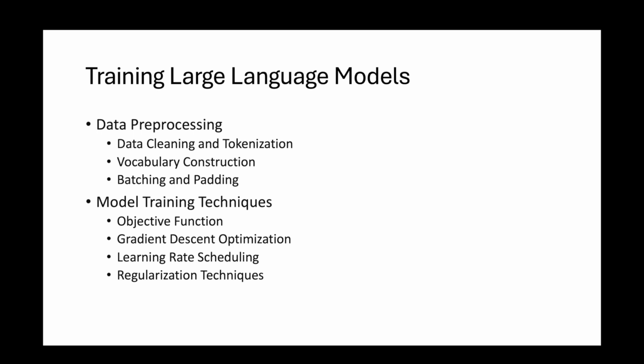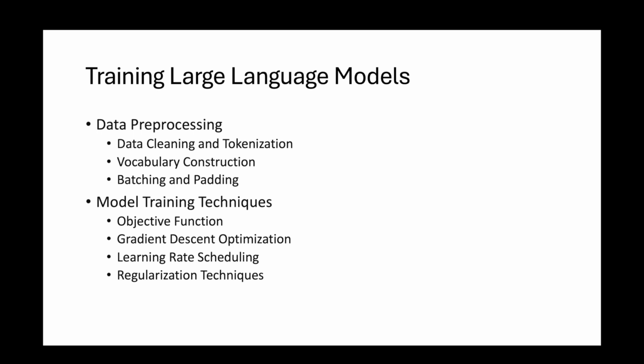Gradient descent optimization. Optimization algorithms such as stochastic gradient descent, SGD, or its variants, e.g., Adam, RMSprop, are used to update the model parameters based on the gradient of the loss function with respect to the parameters.